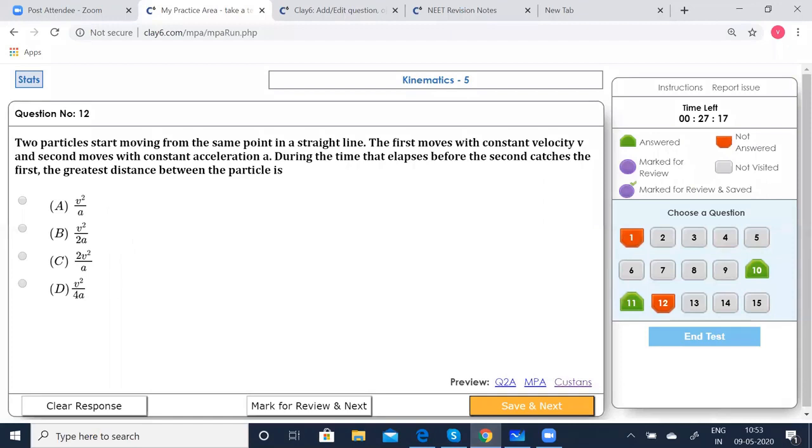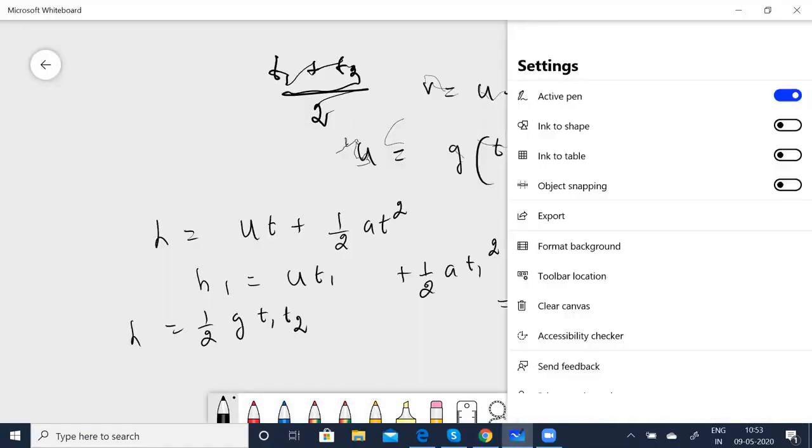Two particles start moving from the same point in a straight line. The first moves with constant velocity v and the second moves with constant acceleration a. During the time lapse before the second catches the first, the greatest distance between the particles is... Let us quickly solve that.